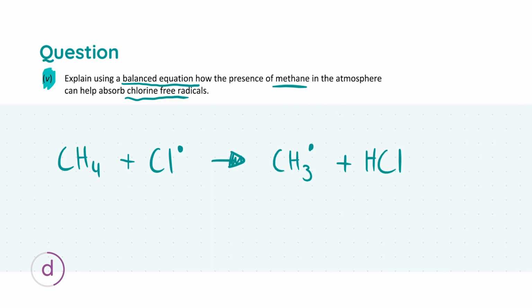So this reaction here is going to show that by adding methane, all of those chlorine-free radicals, which we see over here on the left-hand side, are going to come together and be absorbed out of the atmosphere, because there's no chlorine-free radicals over here on the right-hand side, which is exactly the purpose of adding methane to the atmosphere. Either way, it does help with the reduction of chlorine-free radicals.